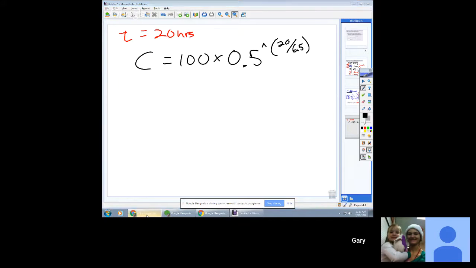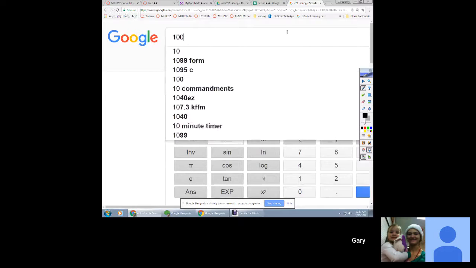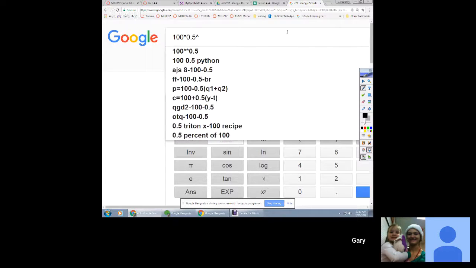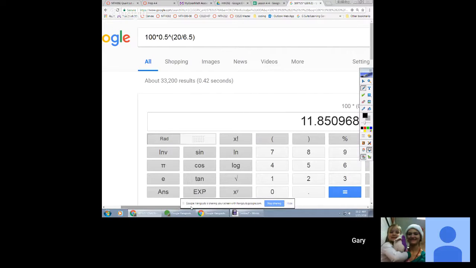So I'm going to try typing that into my Google calculator. So 100 times 0.5 raised to the power, and I have to use parentheses, 20 over 6.5. And I'm hoping to see about 12 is what my table predicts. And 11.85. Okay, that's about 12. Anyone else getting that number?